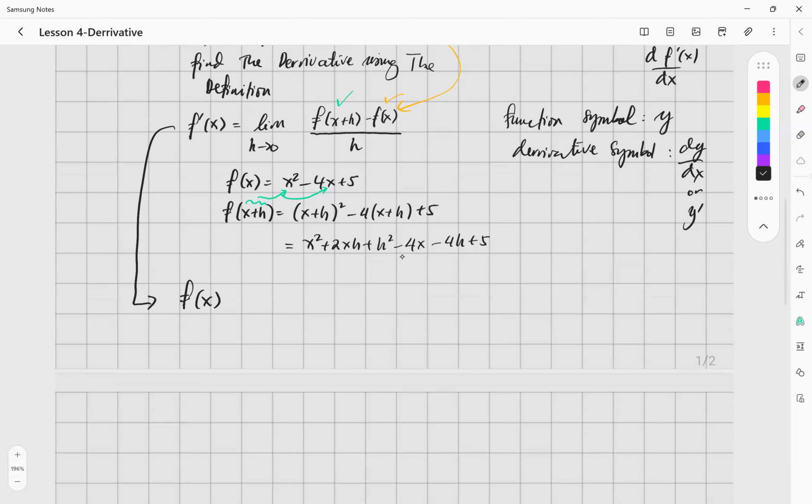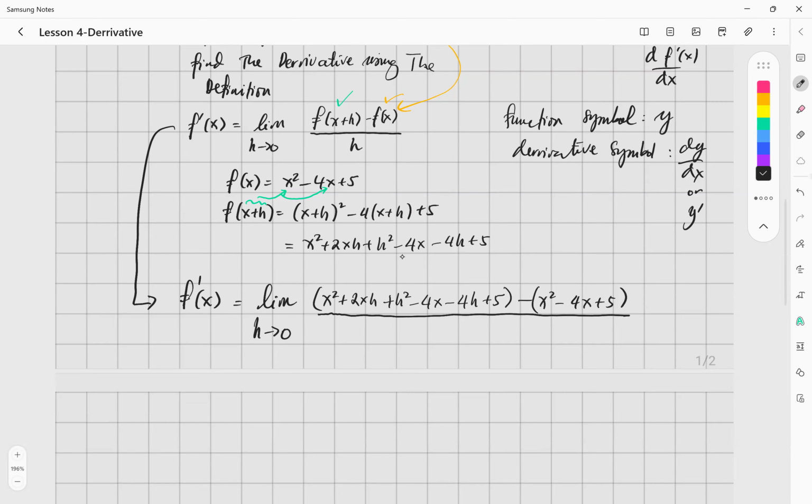Therefore, your f prime of x is simply equal to the limit as h approaches 0 of f of x plus h, which is x squared plus 2xh plus h squared minus 4x minus 4h plus 5, minus f of x, which is x squared minus 4x plus 5, and you divide everything by h.